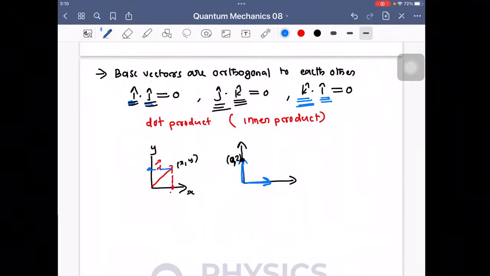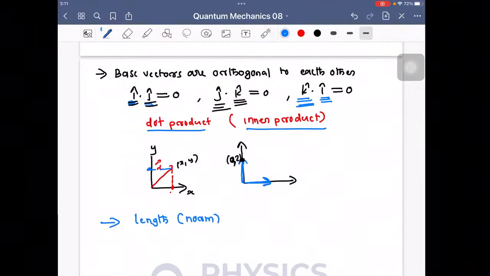So when it has no component, their scalar product or dot product, sometimes we call it inner product also, will be zero. And another thing you note in the Euclidean space is that the base vectors have length 1. i cap is the unit vector in the direction of the x axis with magnitude 1. So the base vectors have length 1. We call this length the norm also. Length means norm. The length of a base vector is always unity, so we can say that its norm is 1.